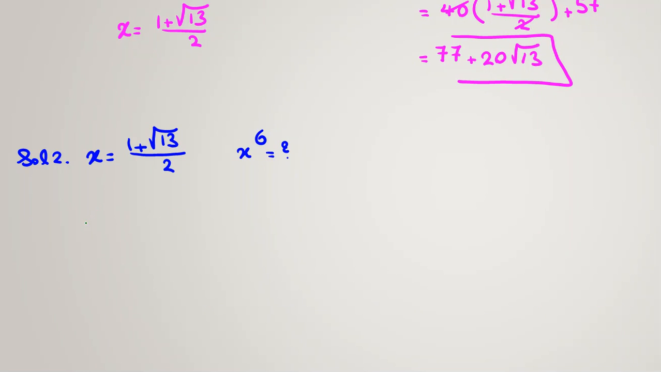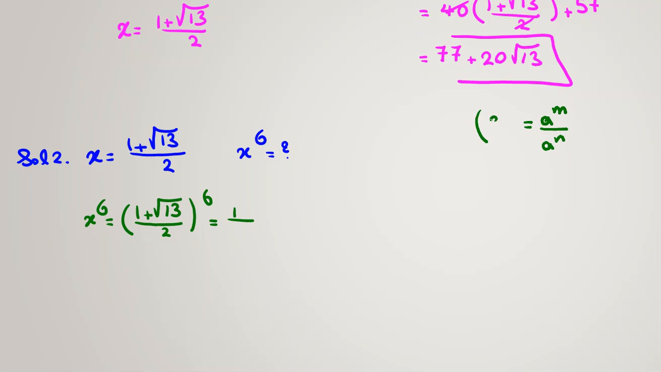So here, x to the 6 is equal to (1 plus root 13 over 2) to the power of 6. If you want to calculate this, I factor out 1 over 2 to the 6, because a to the m over b to the m equals (a over b) to the m. Let me write it better here.